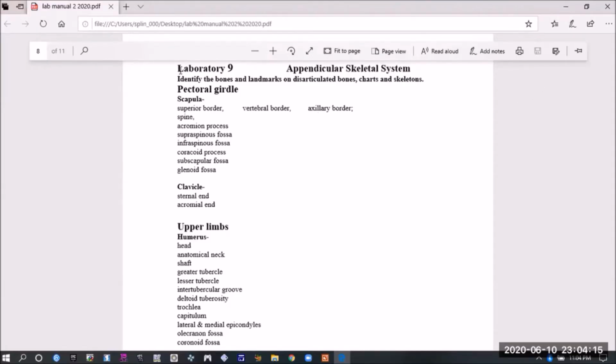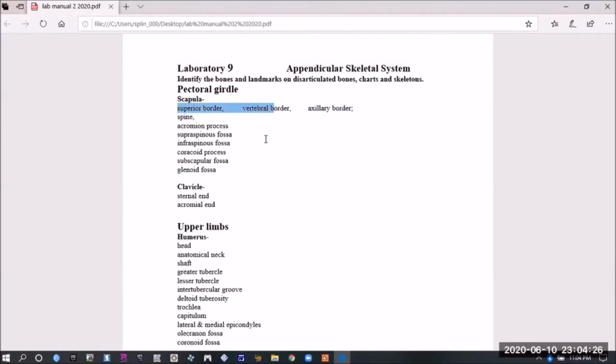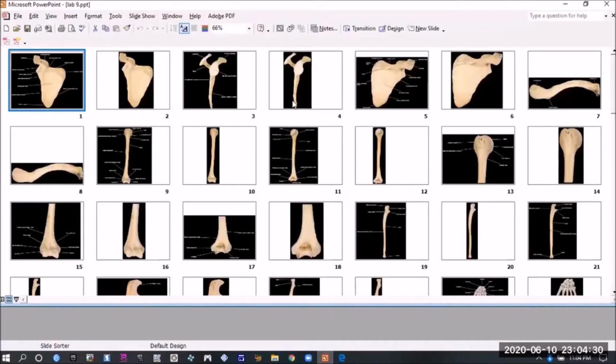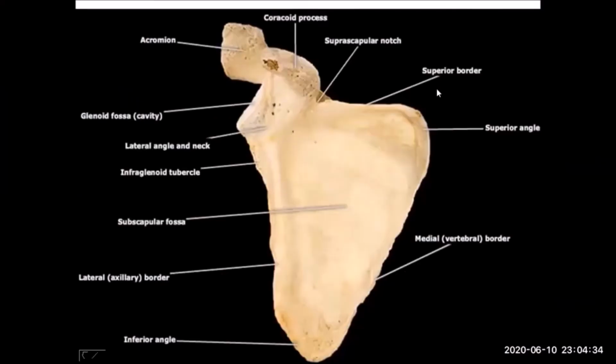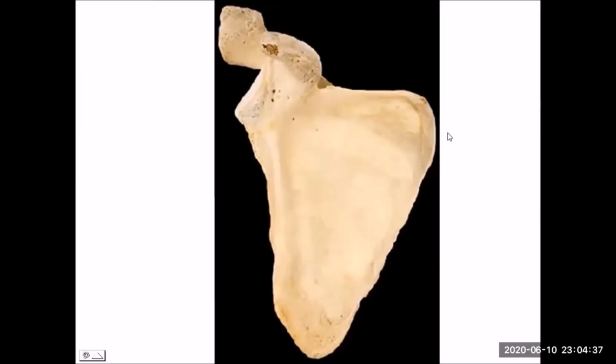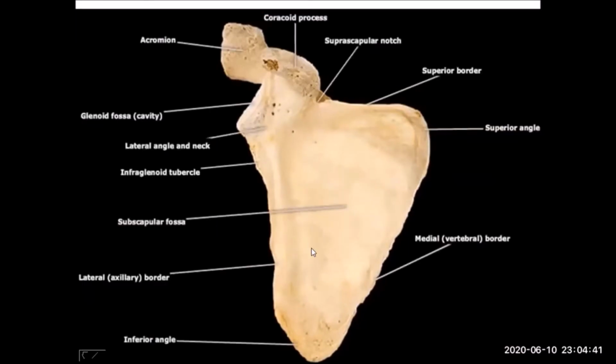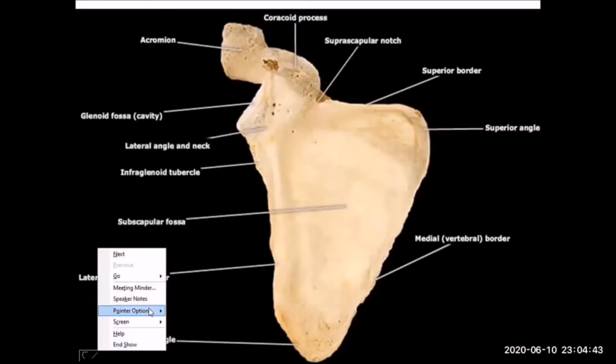We're in lab 9 of the appendicular skeleton, so going through the bones as well as select ligaments. And we'll start here with the scapula, and we'll just go right down the list. And we have a number of images. Some of the images have labels, and then you have an unlabeled image, and it will follow that pattern. So let's begin, get our pointer ready.